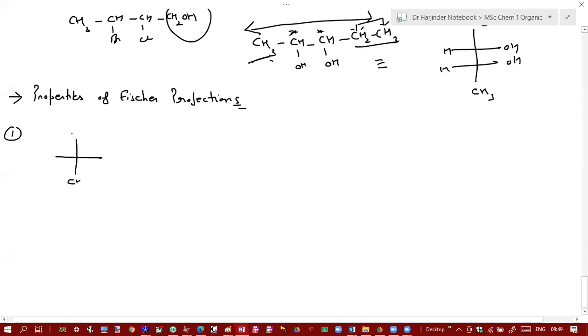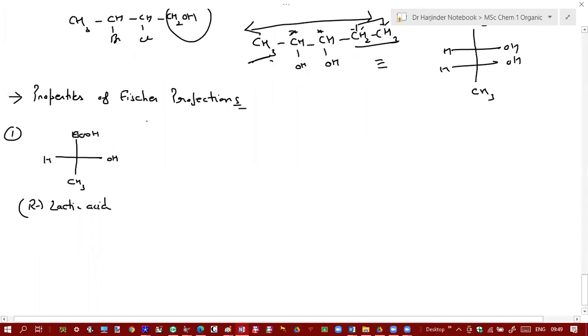So it will be CH3, COOH, and then you can have hydrogen and OH. So this is a Fisher projection of lactic acid, and in fact it is R lactic acid, where R is the configuration. How to name that configuration R and S I will discuss in detail later on. So this is the configuration of R lactic acid, and this structure represents a Fisher projection.